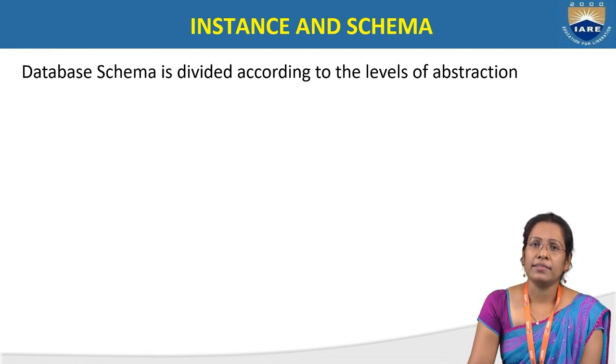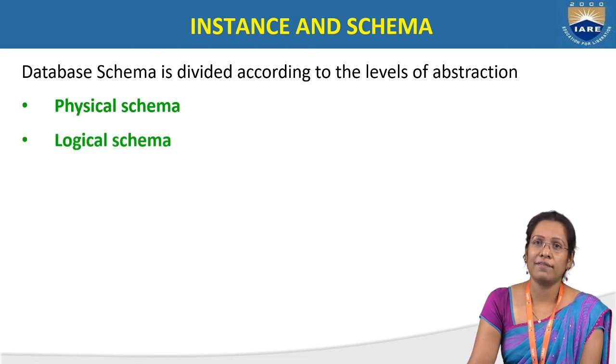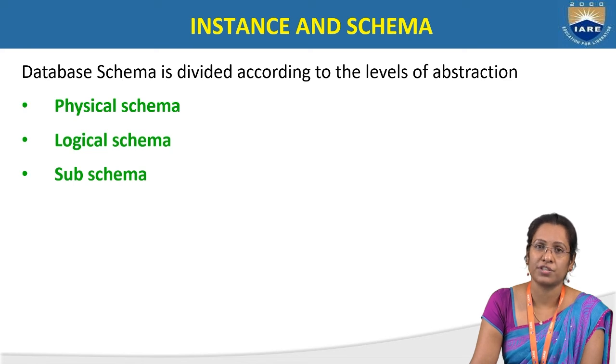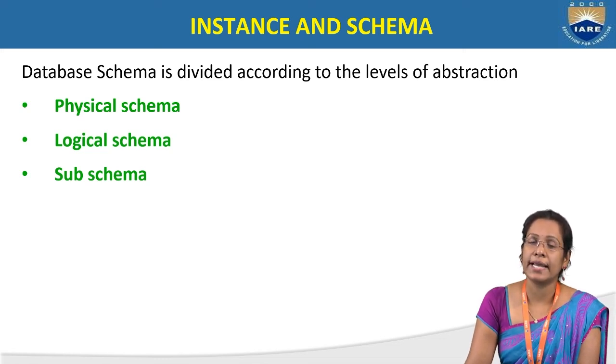Now, this database schema is again divided, according to levels of abstraction, into 3 levels. The first one is physical schema, the second one is logical schema, and the third one is subschema. These 3 are the divisions of the database schema according to the levels of abstraction. Physical schema describes the design at the physical level. Logical schema describes the design at the logical or conceptual level, and subschema describes the design at the view level or external level.